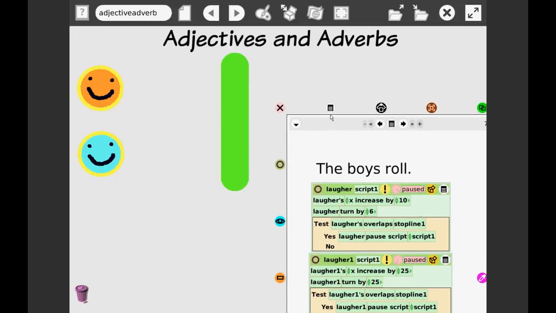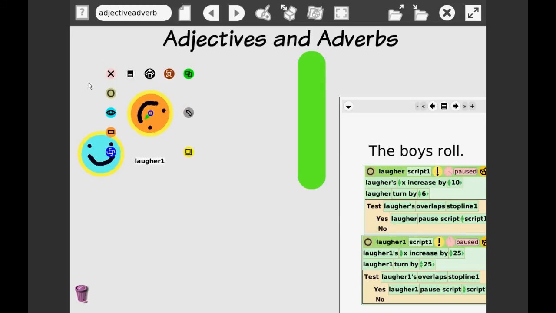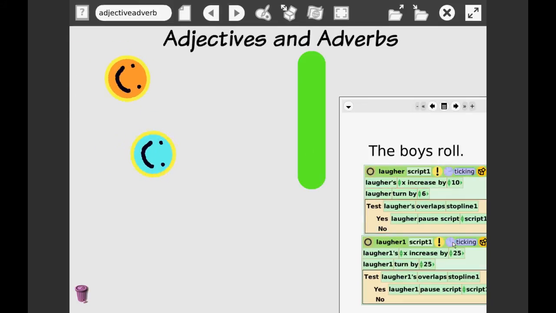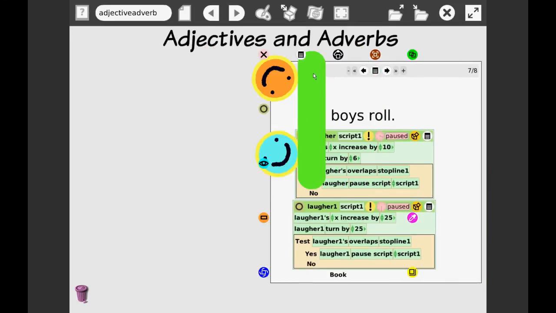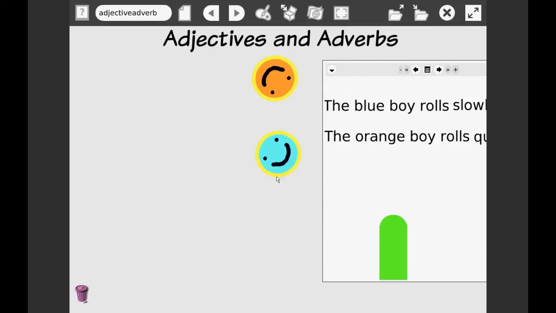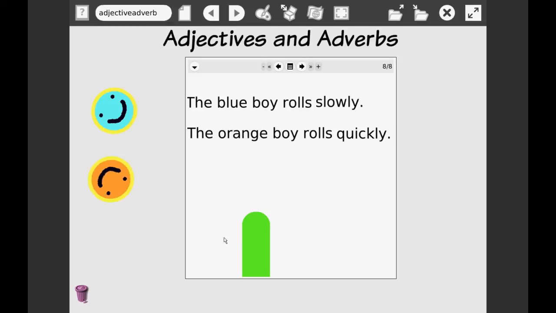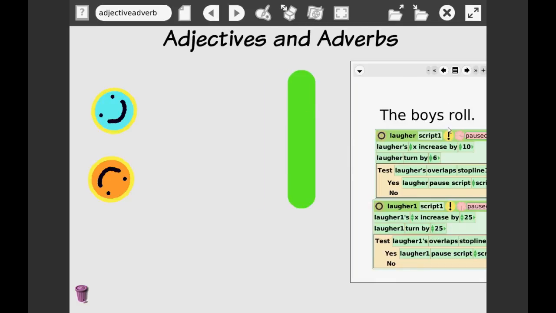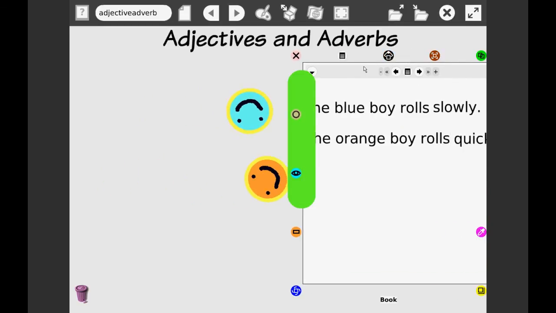Let's bring this guy out. Same thing, another little race. We'll give this guy a little head start. Oh, wrong one. Alright. Off we go. And he makes it, and our blue fellow's still catching up. So we can say, the blue boy rolls slowly. The orange boy rolls quickly. These words describe not the boys themselves, but just how they roll.